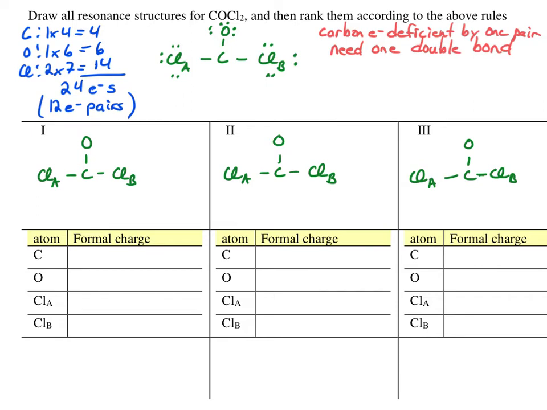Alright, so here are the structures for the 3 resonance structures. We can put the double bond in place, let's say here with the oxygen, here with chlorine A, and here with chlorine B. And we complete the octet of all these outside atoms and see that we've used all 24 of our valence electrons, all 12 of our electron pairs.